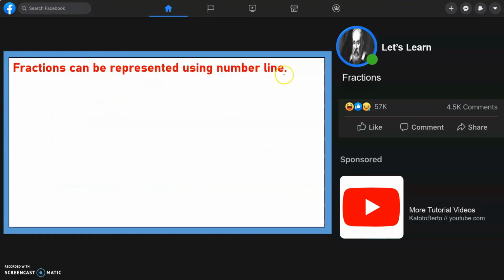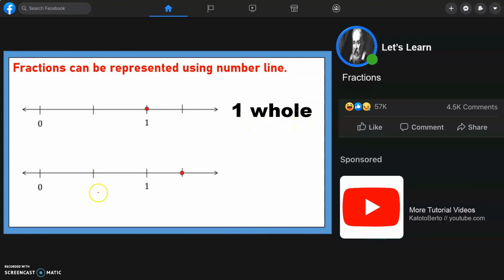So next, fractions can be represented using a number line. So we have a number line starting from 0 to 1. We have 2 lines here. So 1, 2. So that will be 1 whole already. How about on the second part? Starting from 0 to 1, our dot exceeds 1. So automatically we have 1, 2, 3. So we have 3 halves, or 1 whole and 1 half. Okay?